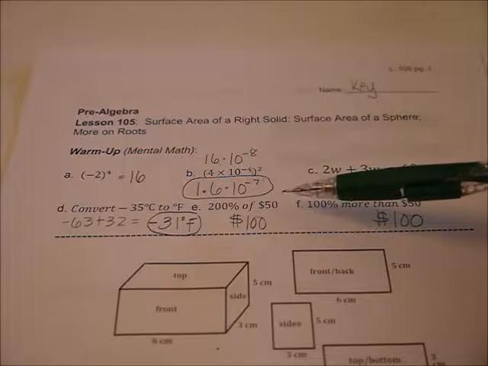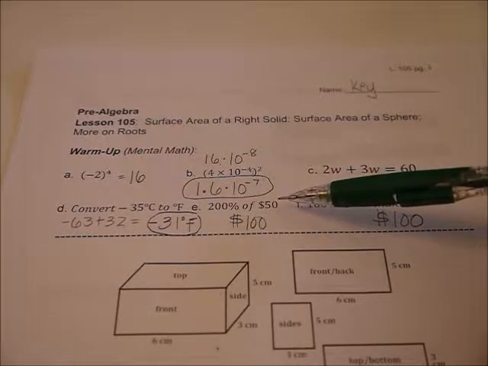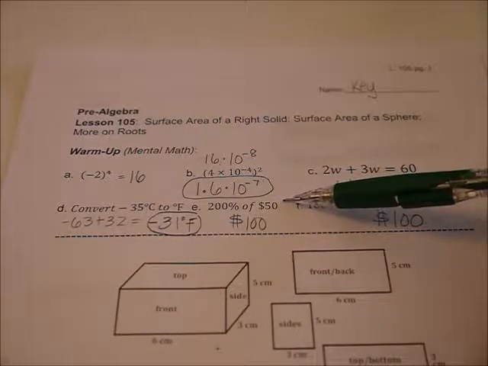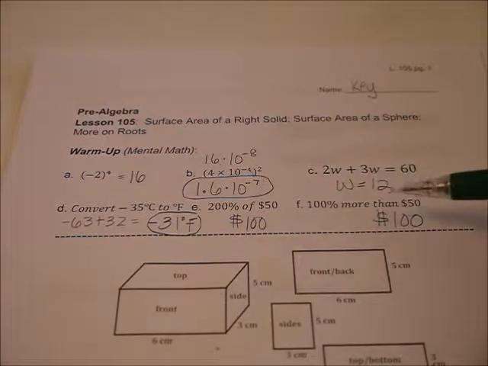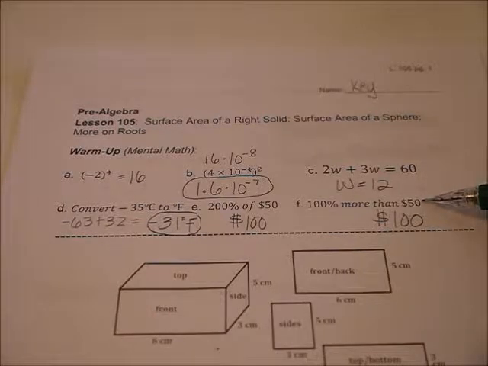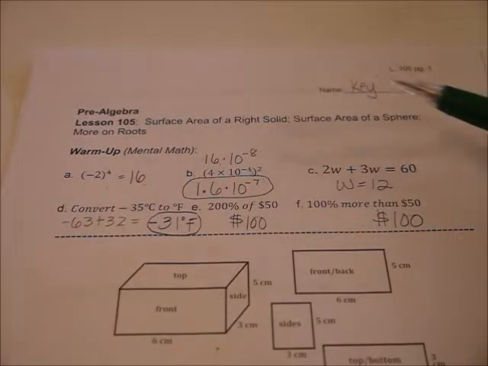All right, 200% of 50. Well, 100% of 50 is 50, so we double that to get 200%, so that's 100. 100% more than 50: first, what is 100% of 50? It's 50. So you add that to 50 and we get 100 as well. Okay, same answers on that.